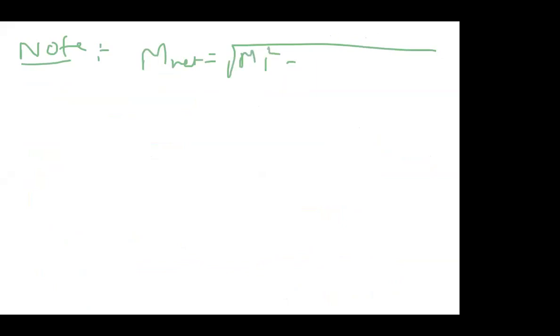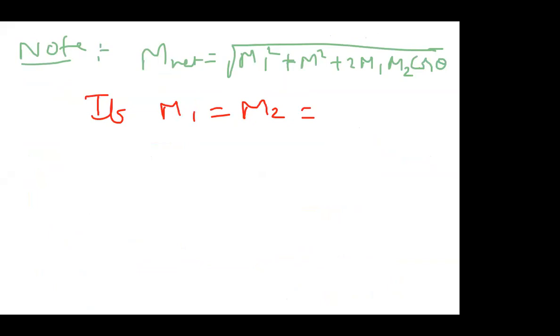Next, let us observe here. Just now we noticed, the net magnetic moment m net is equal to, I wrote it as square root of m1 square plus m2 square plus 2 m1 m2 cos theta. If at all m1 and m2 are equal, let us say they are equal to m, then what will happen to the expression?